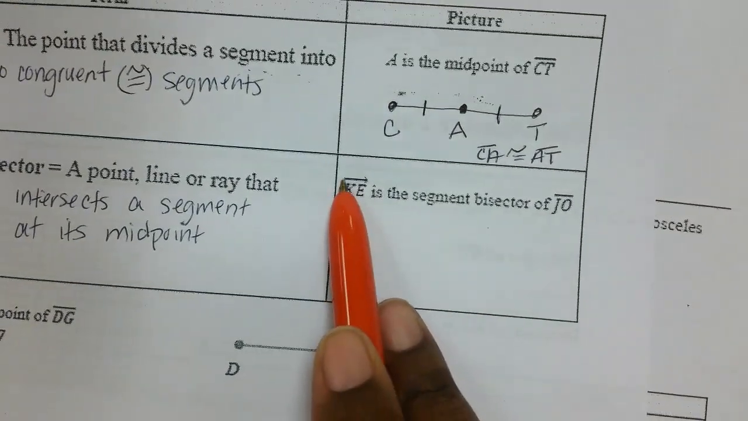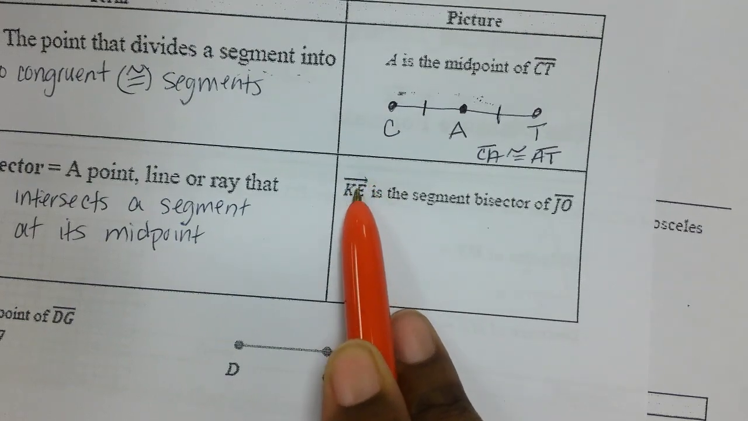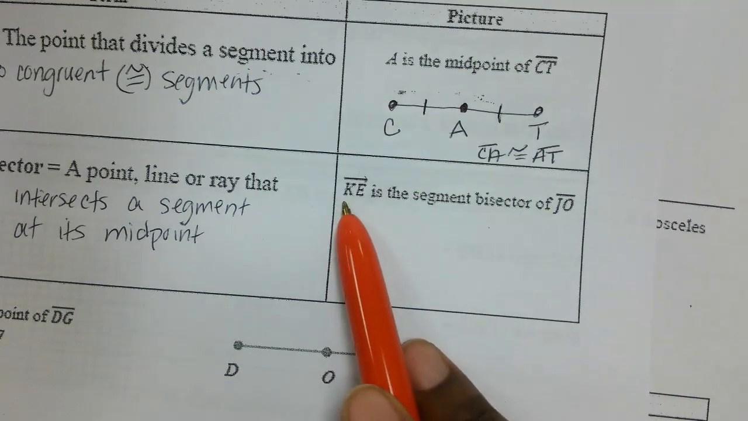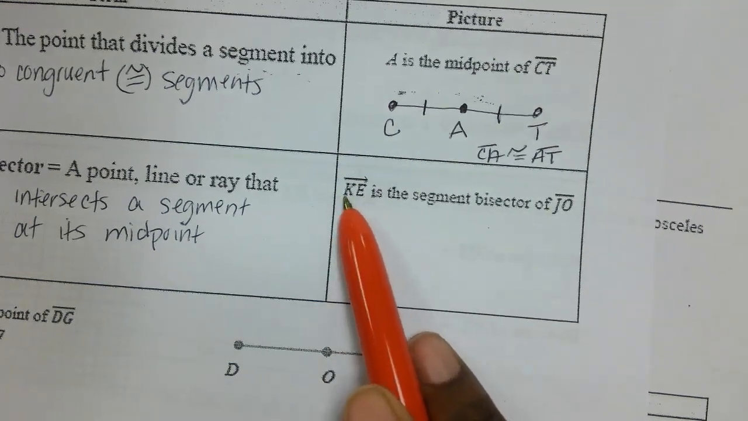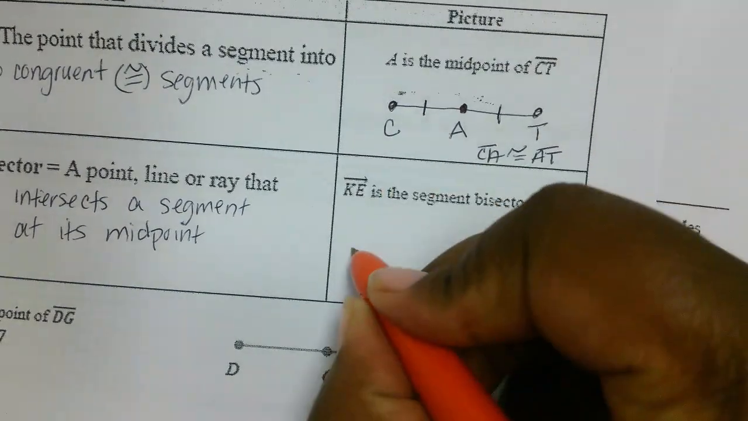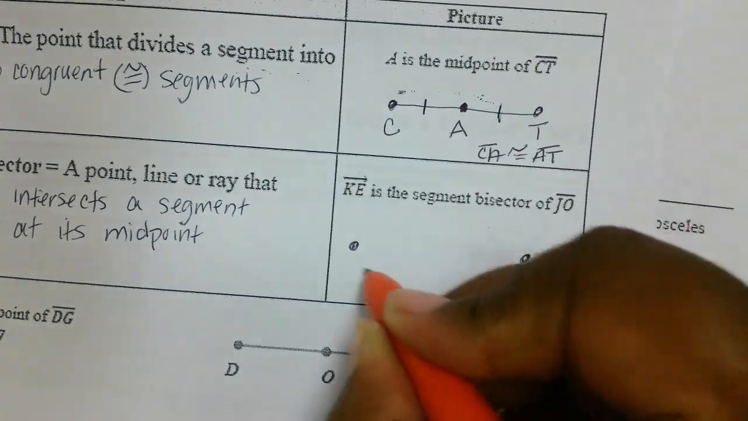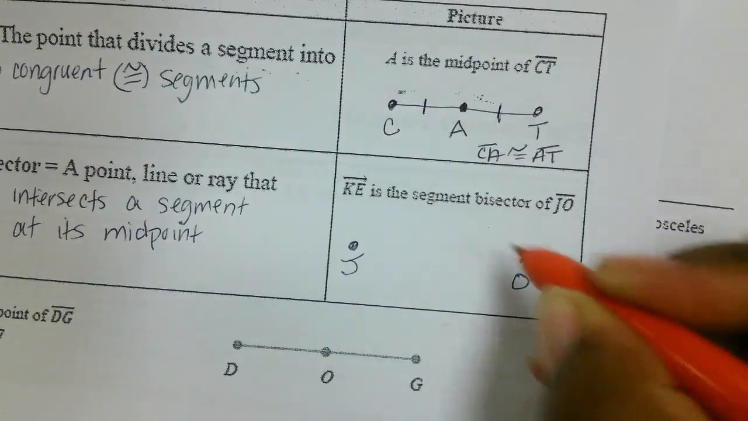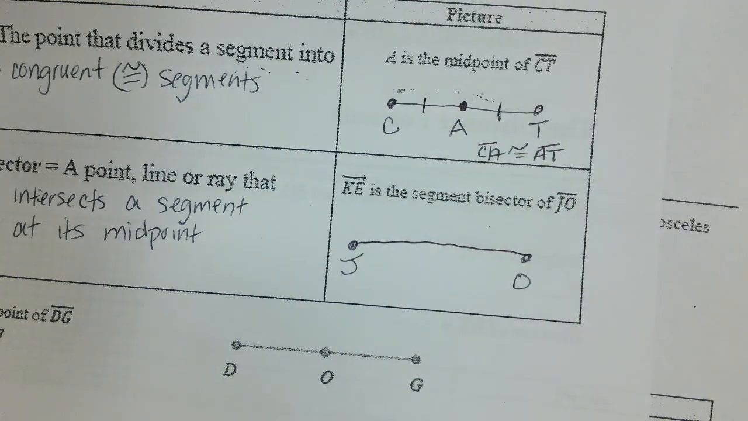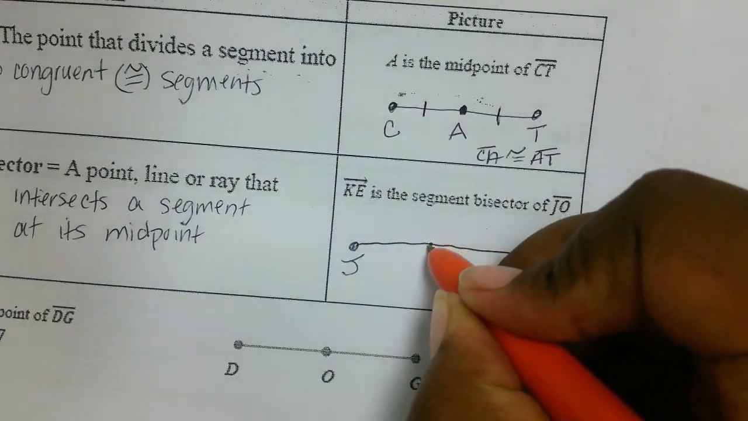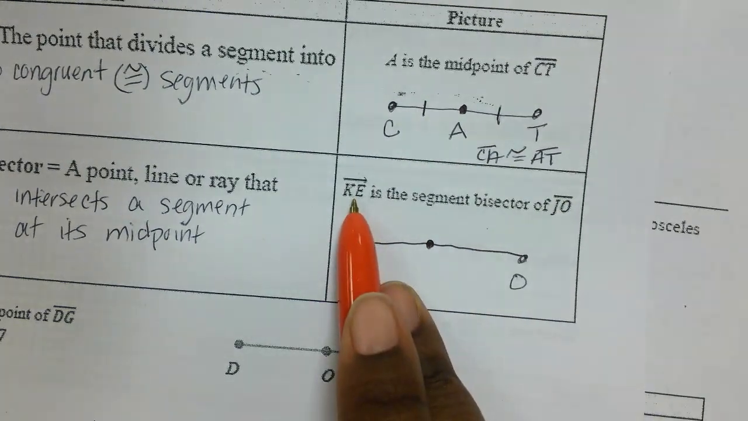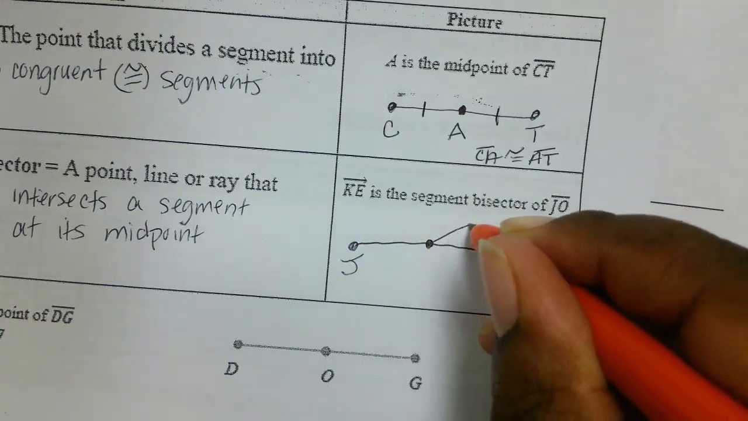So again, here's an example. If we remember, I have a bar up here with only one arrowhead. The arrowhead is always going to the right. So that's telling me this is a ray. KE is a ray. So ray KE is the segment bisector of segment JO. So again, I'm going to draw my segment JO. Those are the endpoints. And if KE is a segment bisector, that means right here where my midpoint is, that's going to have to be where my ray is.